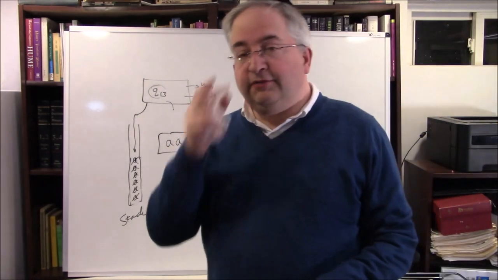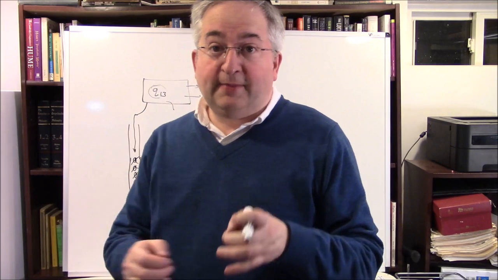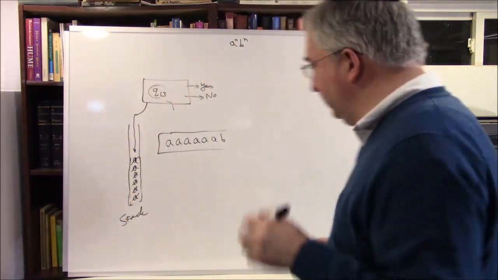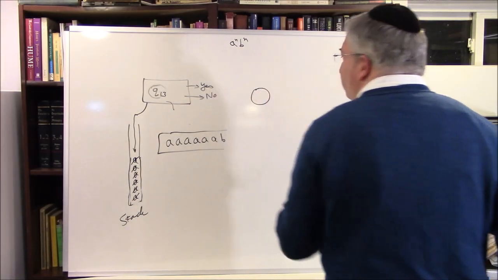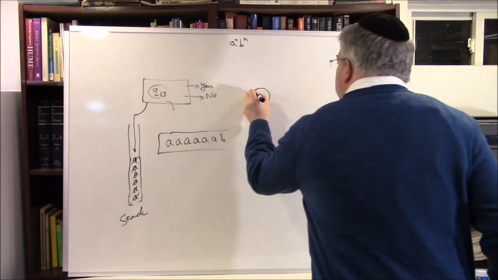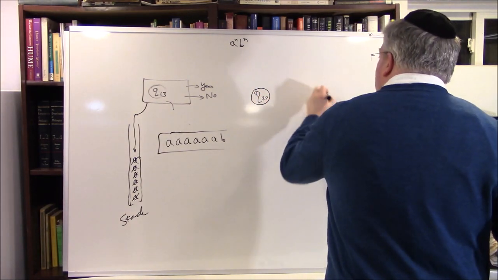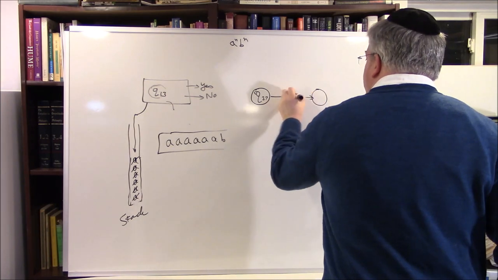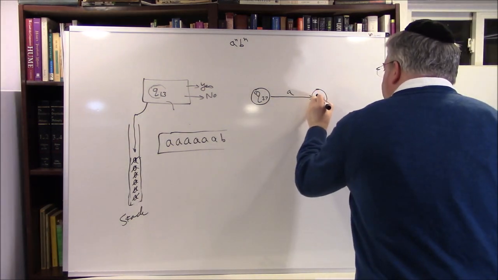Okay, so we're looking for notation. Just like we built up the pushdown automaton from a finite automaton, we're going to have a similar type of notation for that. Let's remember how we did it with the finite automaton. It was very simple. We said, if we're in state Q37 and we see the letter A, then we should go to state Q57.